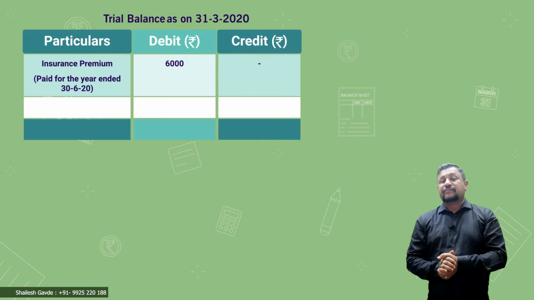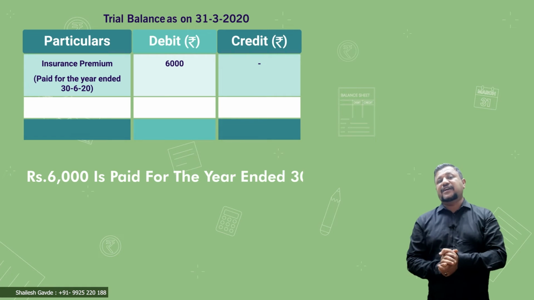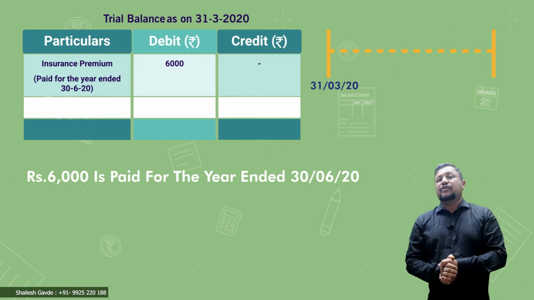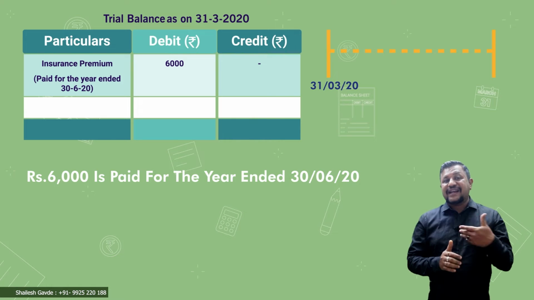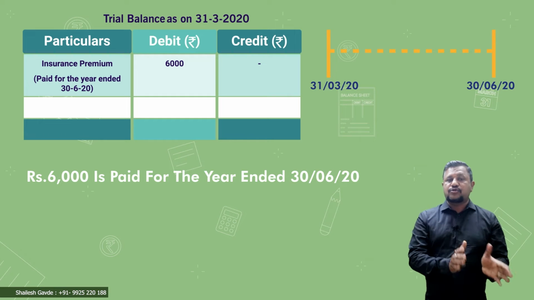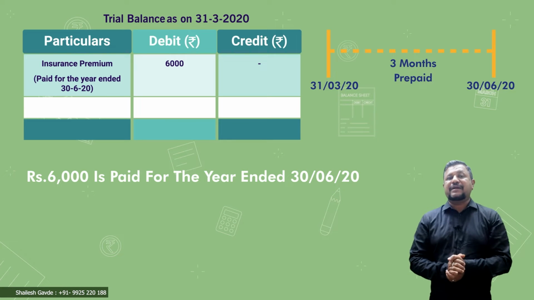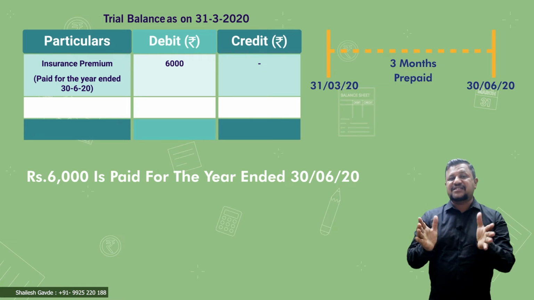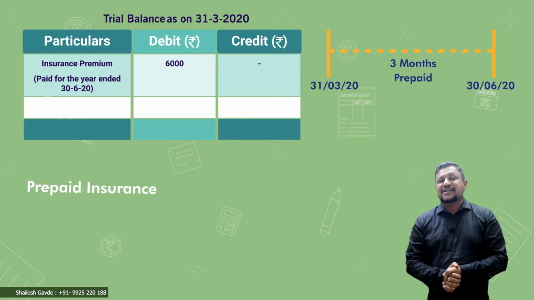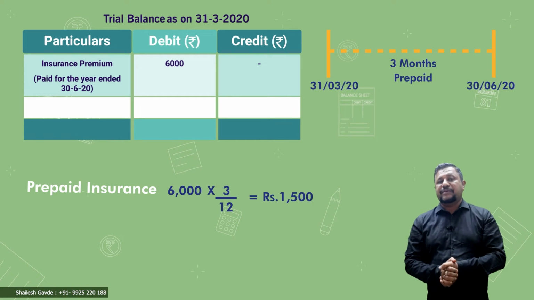That means 6,000 is paid for the year ended 30 June 20, guys. So our year ends on 31st March 20, whereas we have paid up to 30 June 20. So we have made a prepayment of 3 months, but this prepayment we have done out of 6,000 rupees. So if we calculate the amount of prepaid insurance, 6,000 into 3 by 12, that comes to 1,500 rupees.